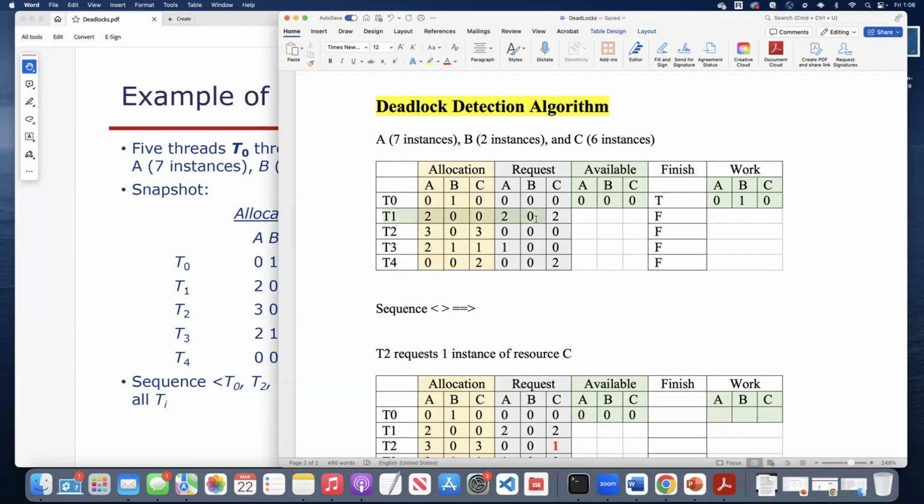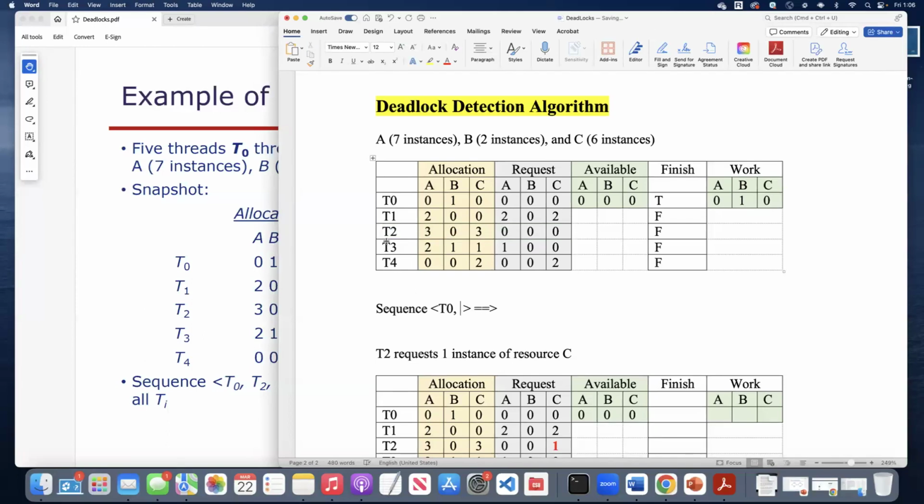And then T1's request to A and to C. Now current available resource instances, 1B. So for T1, request is greater than work. T1 cannot finish. And then T2. Okay, so we have T0 goes first.